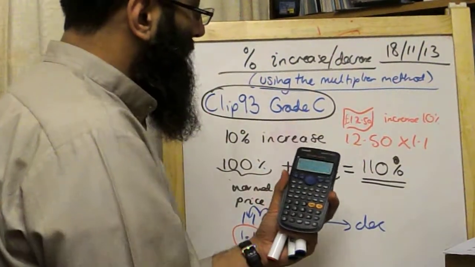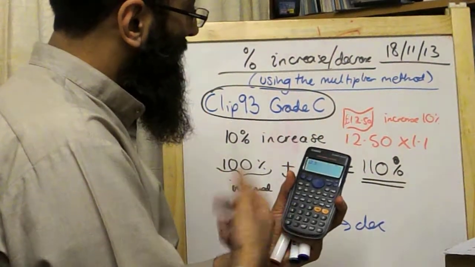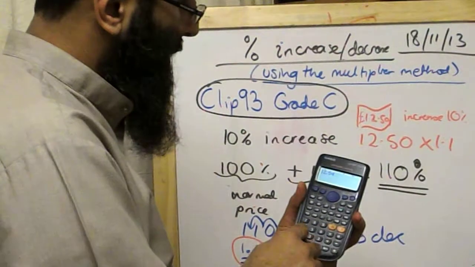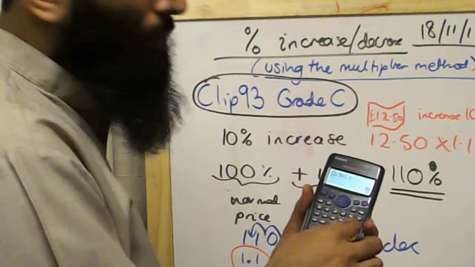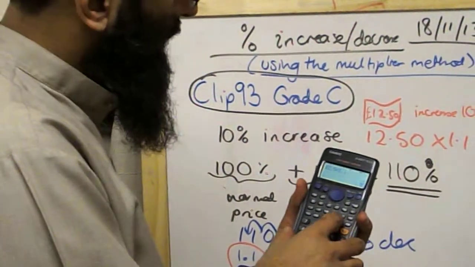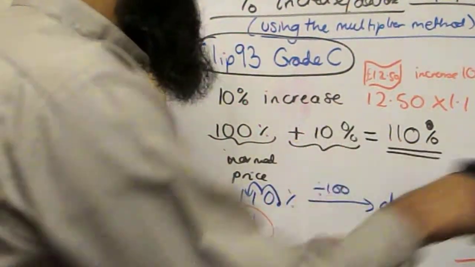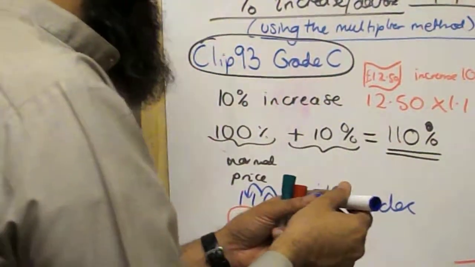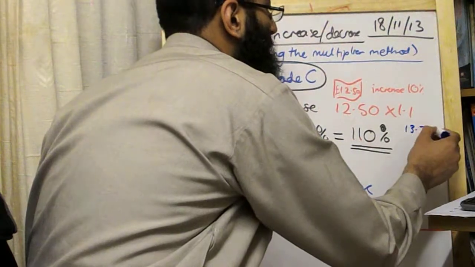So we use our scientific calculator, Casio Natural Display. We type in 12.5, times that by 1.1, and that gives us an answer of 55/4, which we convert using the SD button, and that gives us 13.75. So the new ticket price is going to be £13.75.